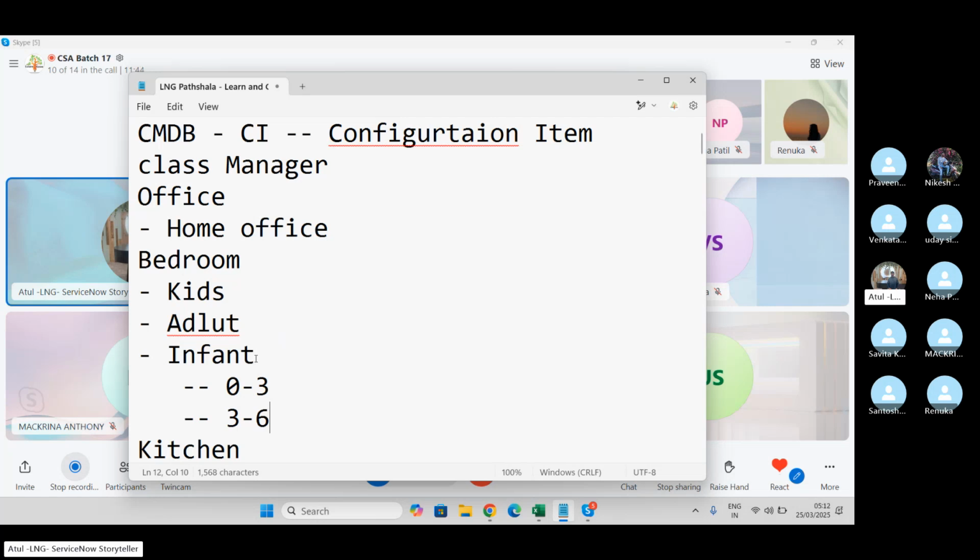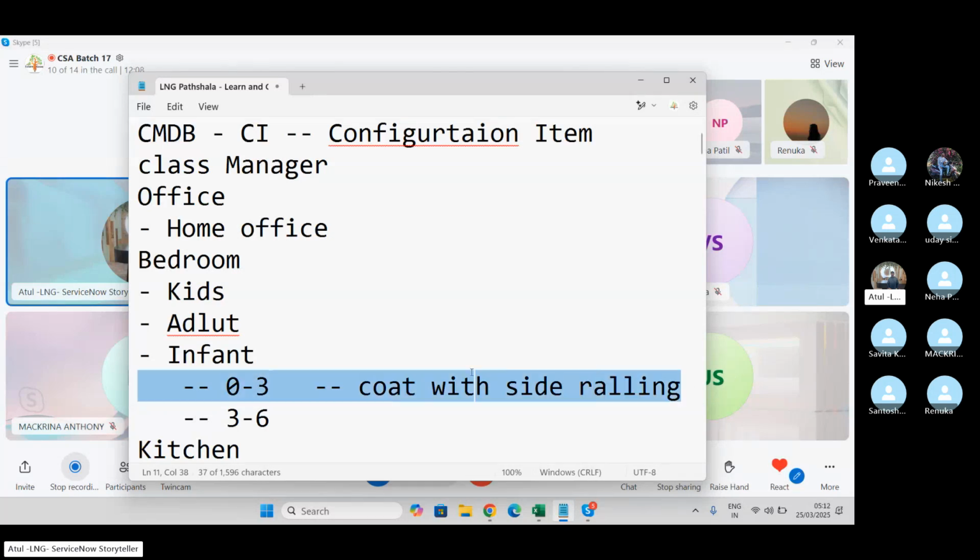And now under that we can have a configuration item. So 0 to 3 months, with the code with site. Let's do something like that. Now this is my CI.